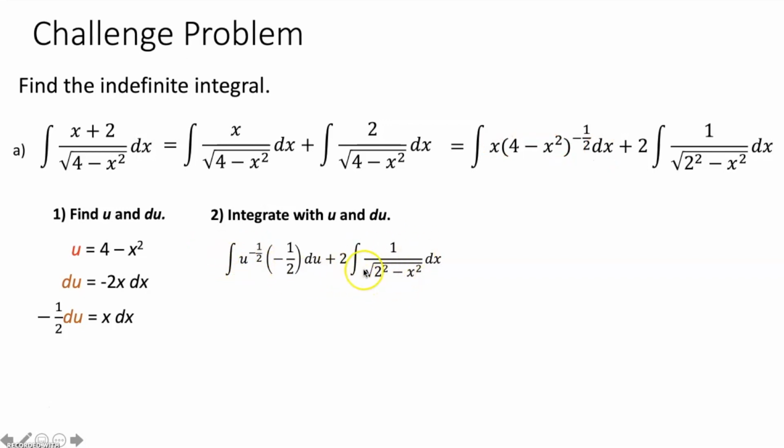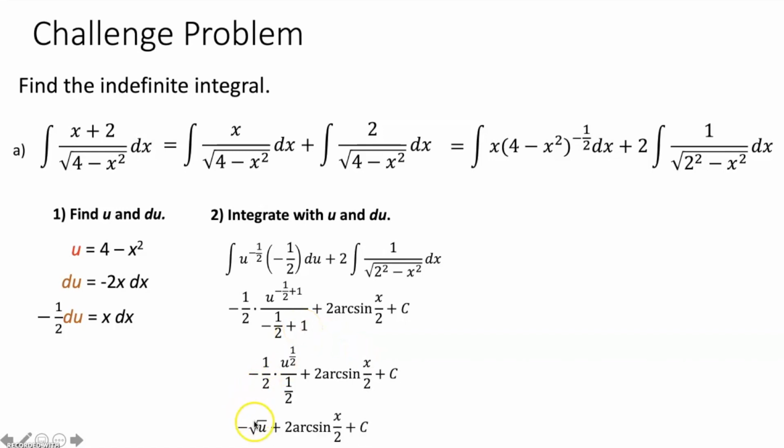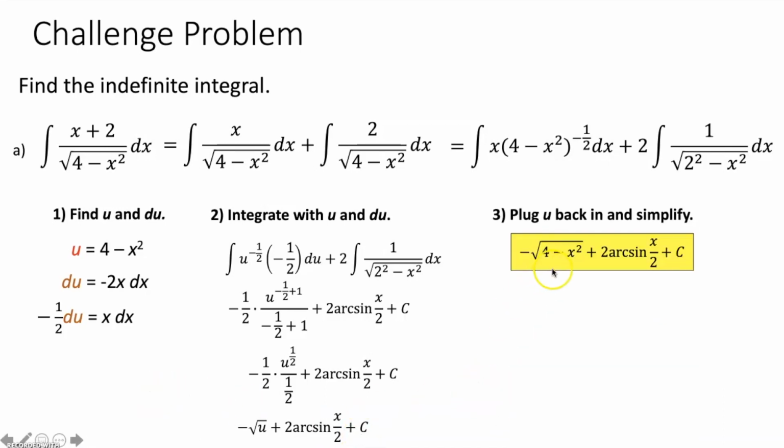Over here, we said this was the integral involving arcsin. So we just have to plug in 2 for a in that formula. We have to plug in x for u in that formula. Then we simplify, and we end up getting negative rad u plus 2 arcsin of x over 2 plus c. Now to finish this off, we have to take whatever we set u equal to in the beginning of the problem, plug it back in for u, and we have successfully integrated this indefinite integral up here.